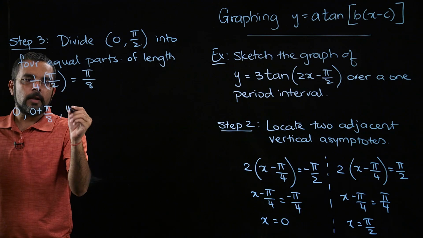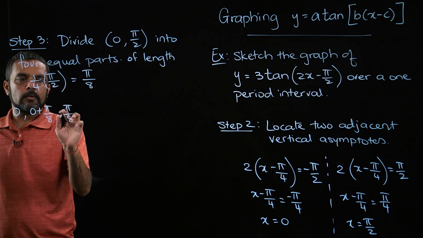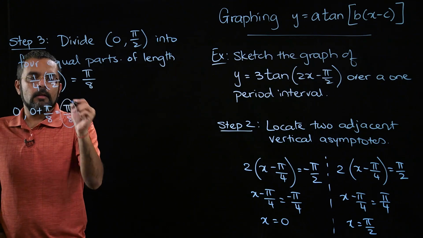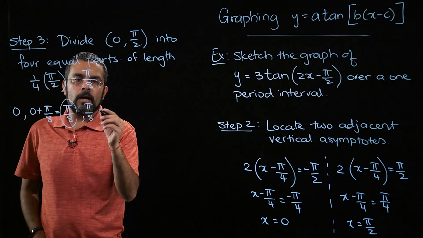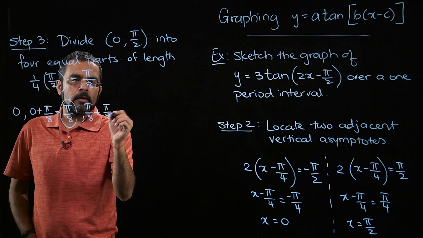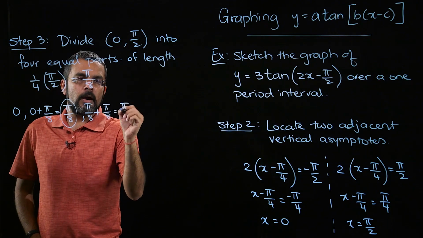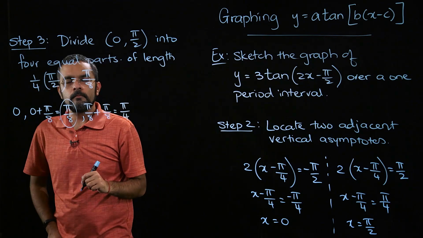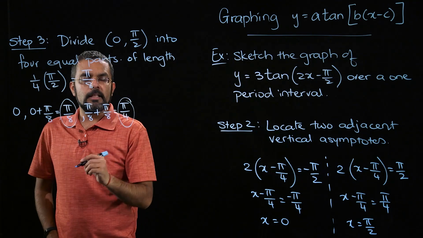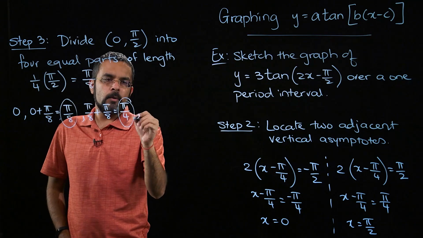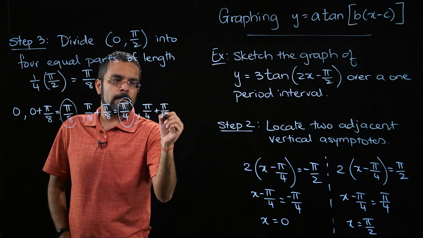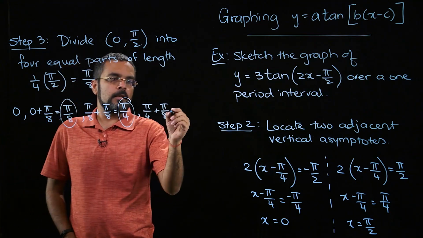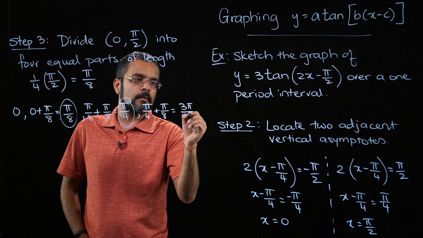Well, that gives me pi over 8. Then I'm going to take pi over 8 and add another pi over 8 to it, and that gives me pi over 4. Then I'm going to take this pi over 4, add another pi over 8, and that's going to give me 3 pi over 8.